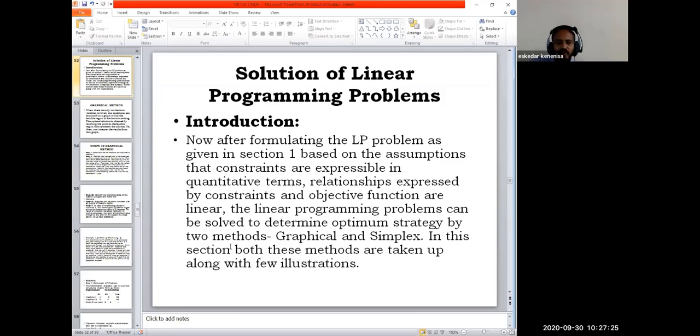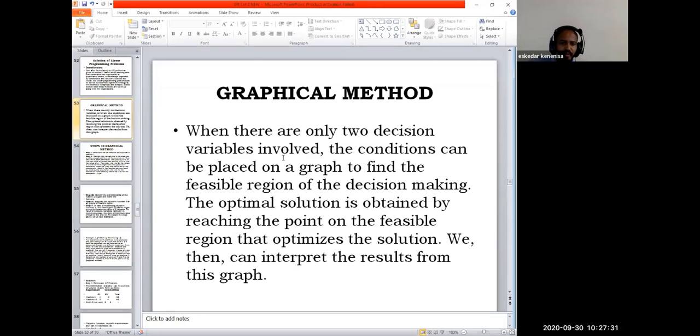There is a graphical method. Only two decision variables are involved in the graphic method. The constraints can be plotted on the graph to find the feasible region. The optimal solution is obtained by reaching the points on the feasible region that optimize the solution. We can then interpret the result from this graph.